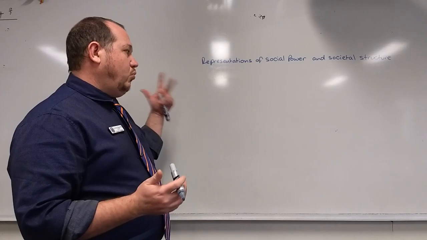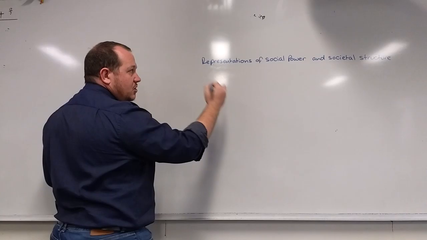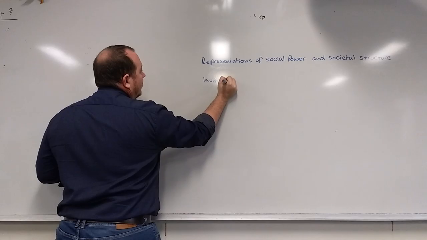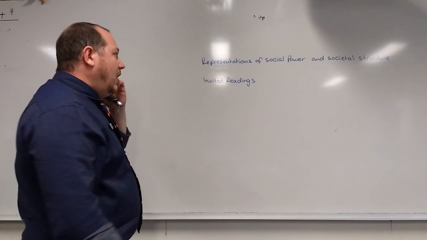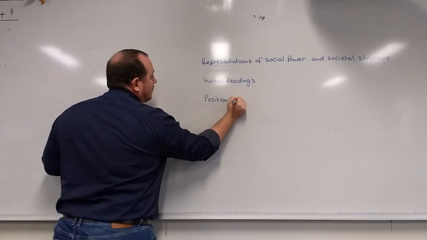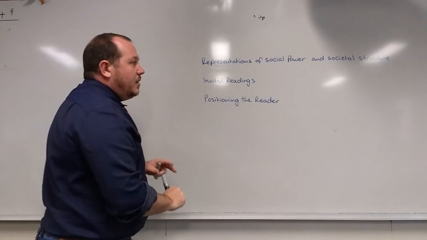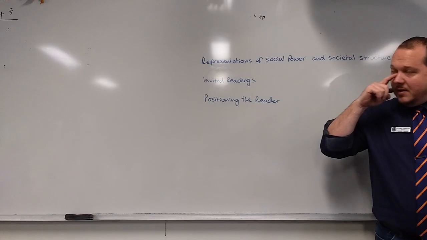So representations of power, social power and societal structure, invited readings, and finally, reader positioning. So these are three things that I don't feel like we've adequately covered. These are things that I really want us to look at, but I don't feel like we've done it.